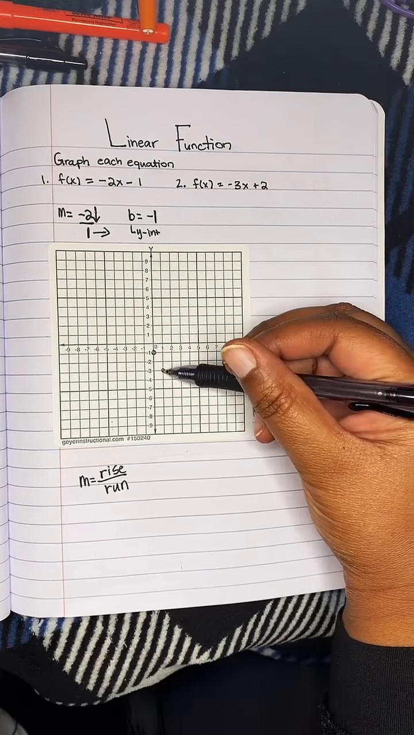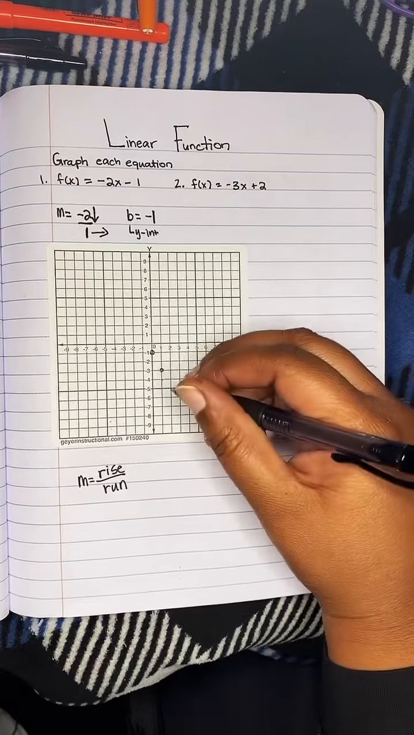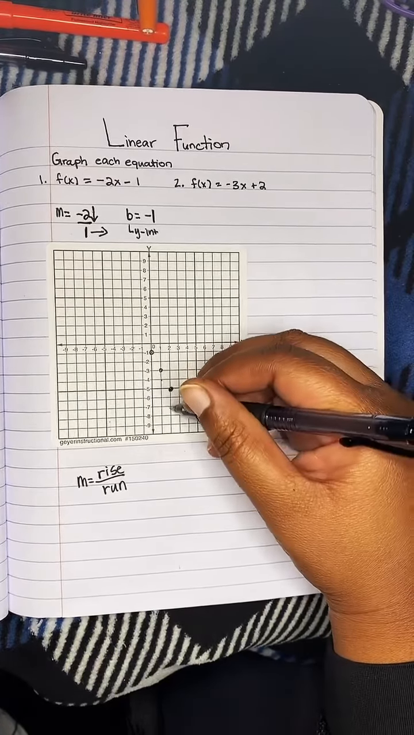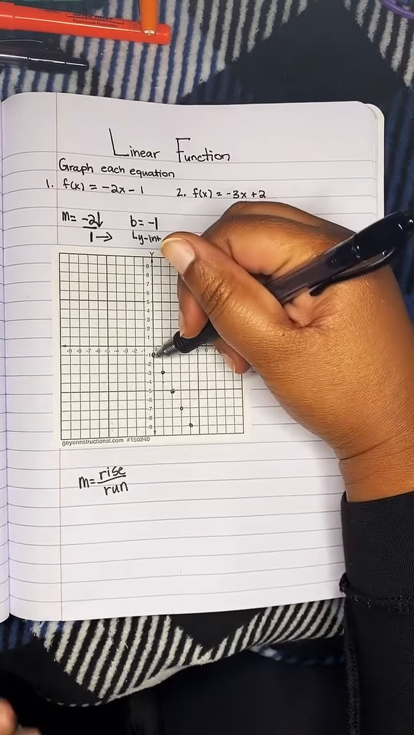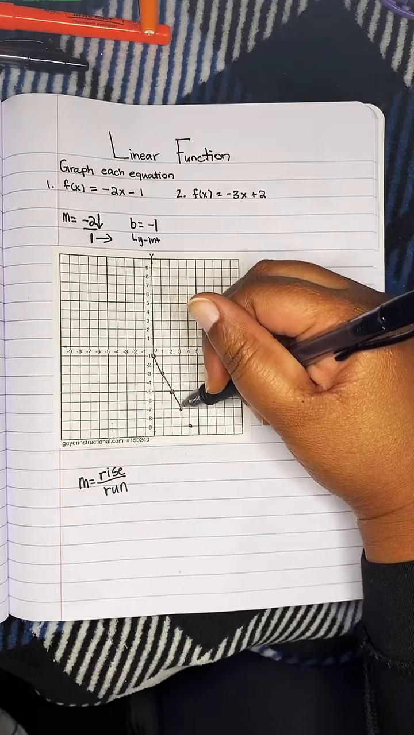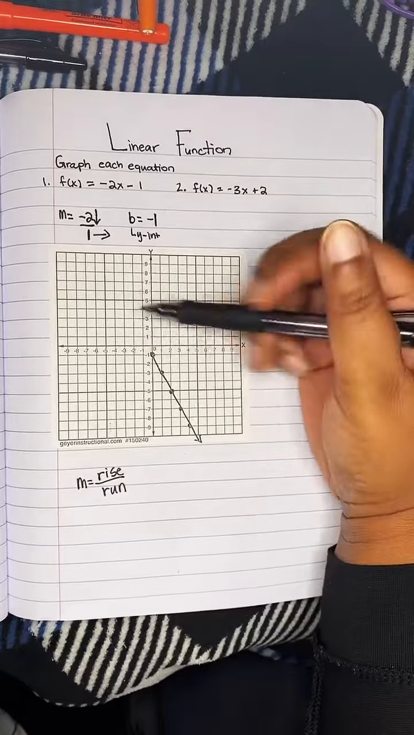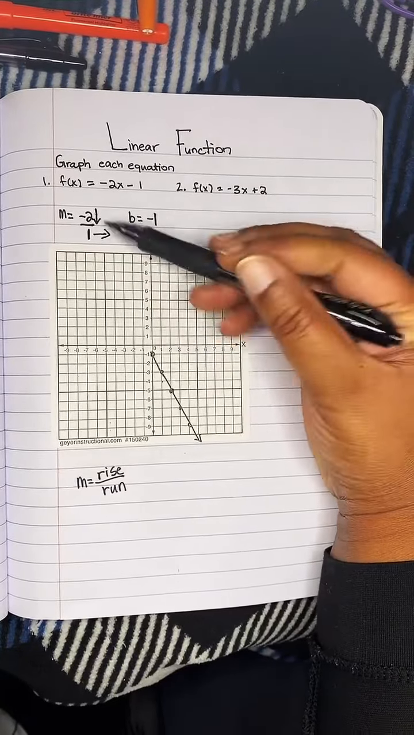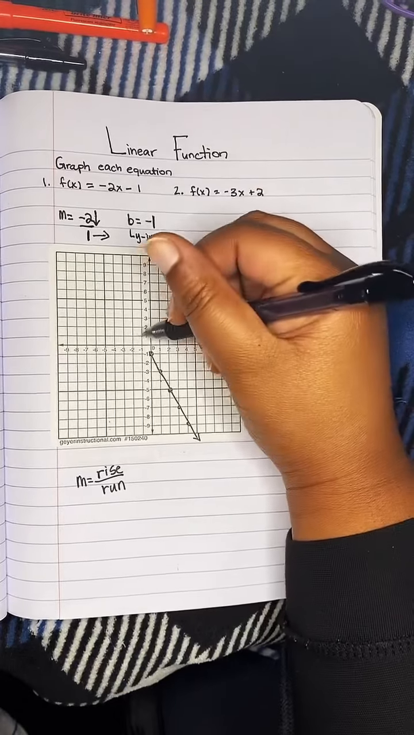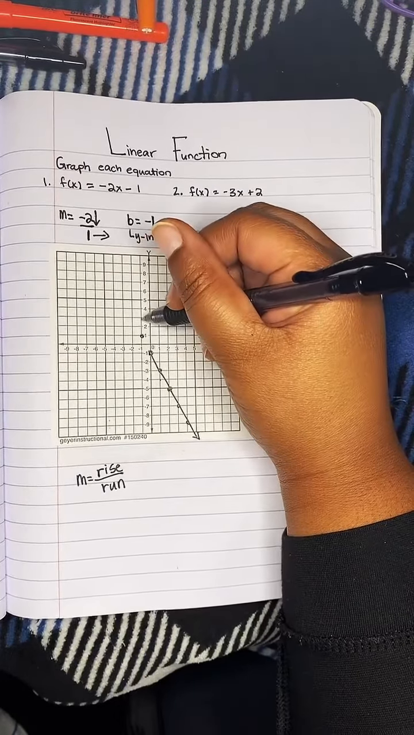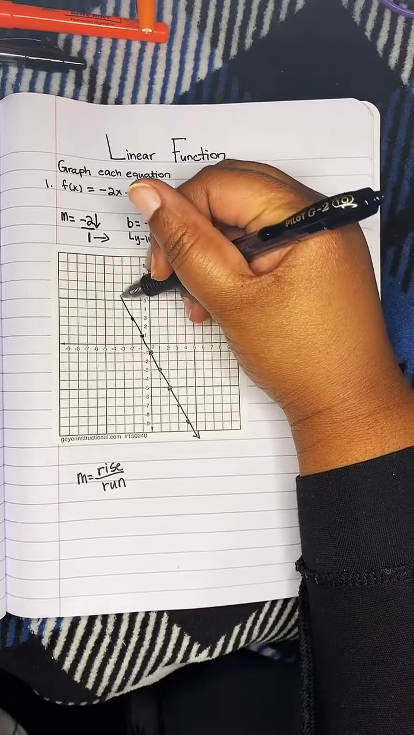Again, I'm going to do it again. Go down 2, run to the +1. Down 2, +1. And this right here is our line. Now, if we want to get this half, instead of going down 2, we can go the opposite direction. So we go up 2 and over to the -1, and then our line would continue.